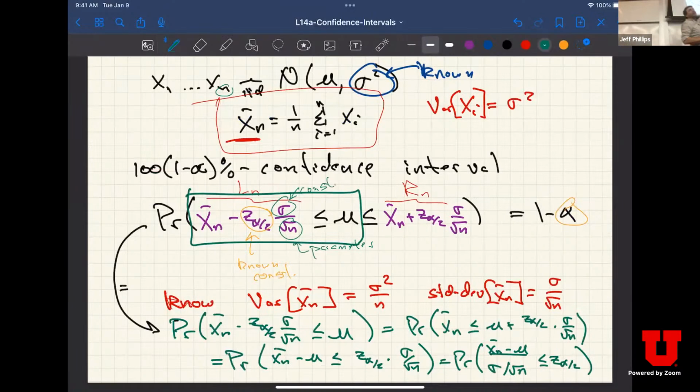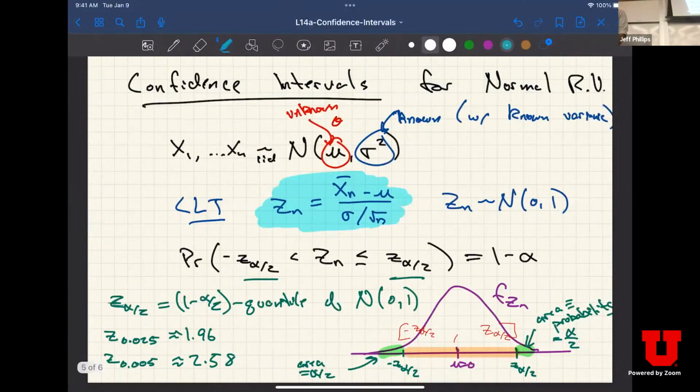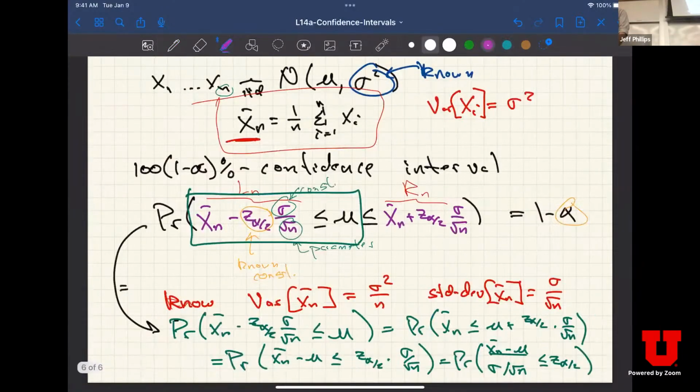Does this make sense? I just did some algebra inside this probability. There was an inequality, and I wanted to know the probability that it was true, and these inequalities are all equivalent to each other. I added a constant to both sides, I subtracted a constant, those were the first two steps, and then I divided by a constant which is positive. Sigma and square root n are always positive, so I can always divide by them. So those inequalities are all equivalent, but the last one is super nice.